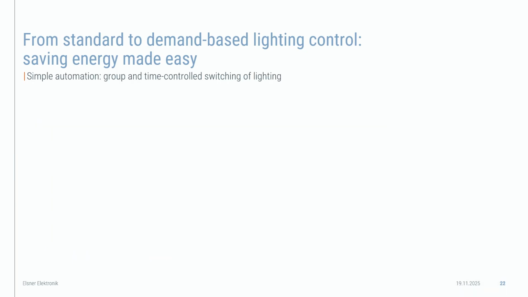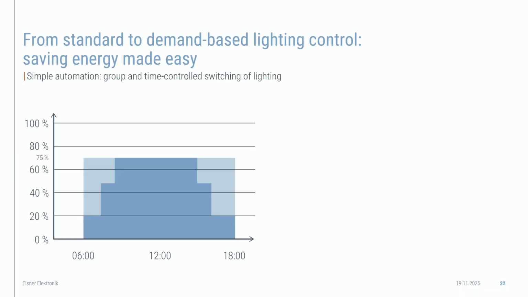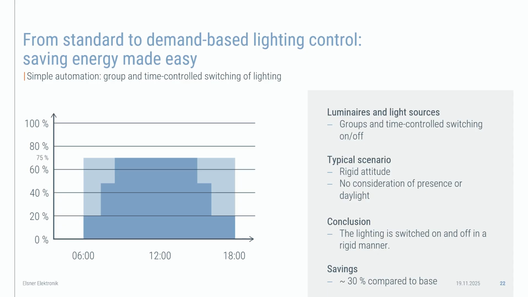The next graphic shows how automation works. The lights are grouped and switched on and off with timers, which can save energy. With this easy automation, you can save up to 30% energy. You can see this in the dark blue and the bright blue graphic. The bright blue shows the old energy consumed, and the dark blue the new energy consumed with the automation.